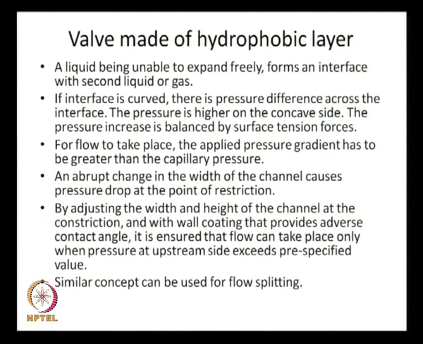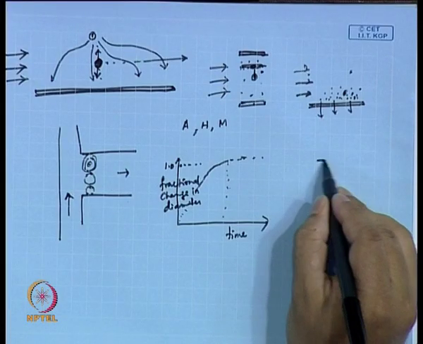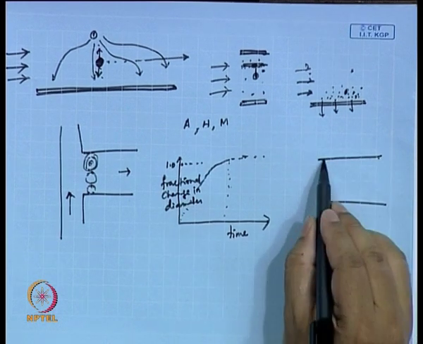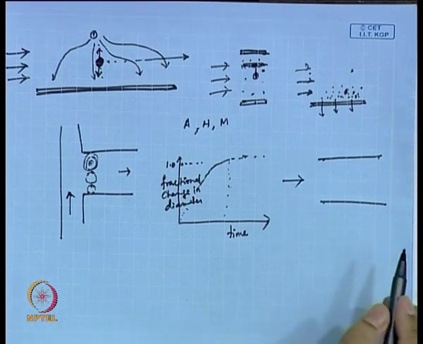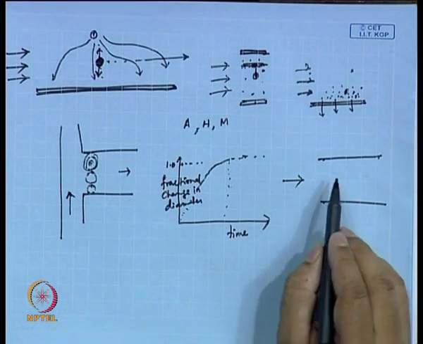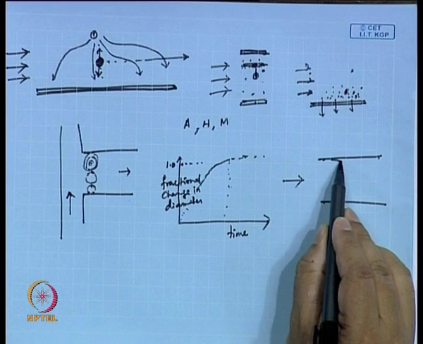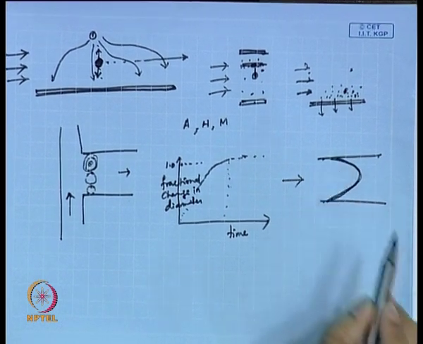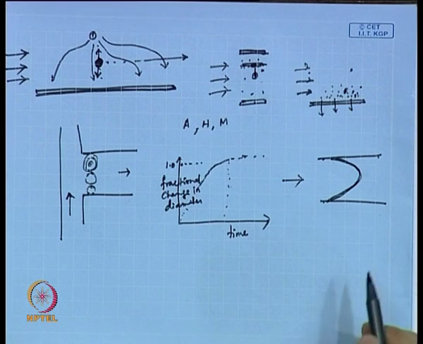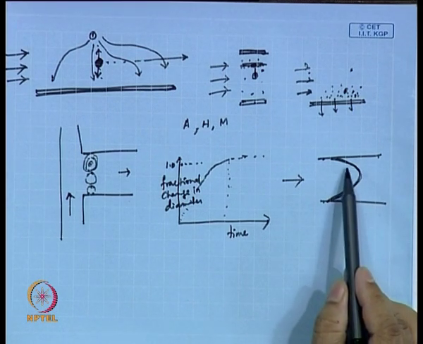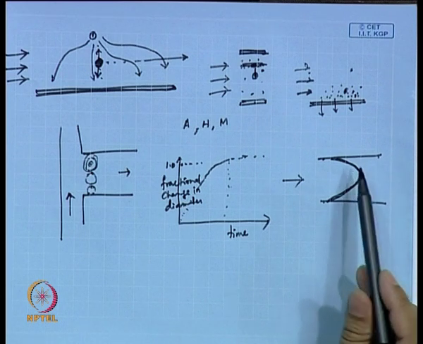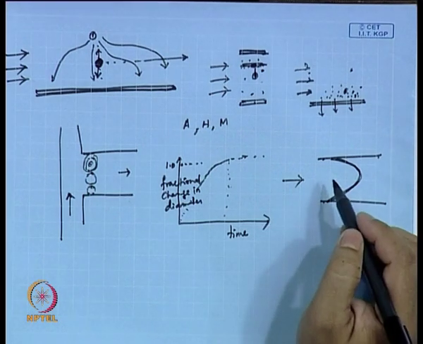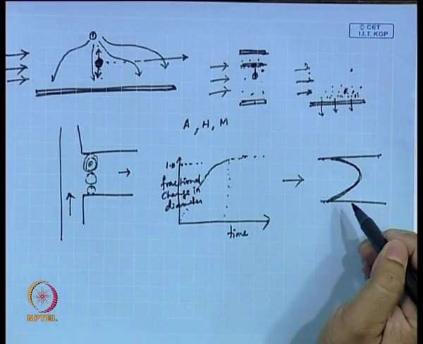How would I put it here? If I have a hydrophobic layer, and if I have say flow of water taking place, how would the meniscus look like? The meniscus will look like this, right? If it would have been hydrophilic, then it would have been advancing, but since it is hydrophobic, it is in the other direction, right. So, the interface is curved and there is a pressure difference across the interface.